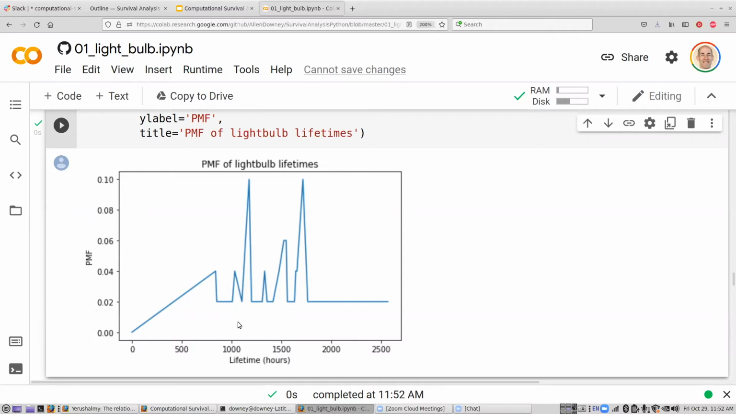Now, honestly, this is not the best visualization of this data, but it shows one of the things about PMFs that is not ideal, which is that they tend to be noisy in a way that makes it difficult to see exactly what's going on. So we do have a sense from looking at this that most of the lifetimes are between roughly 1,000 and 2,000 hours. But from this figure alone, we don't get a very clear picture of what this distribution looks like. We're going to do a lot better by using a CDF, and that's where we're headed next.